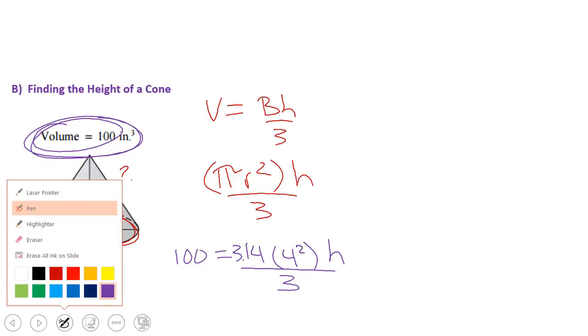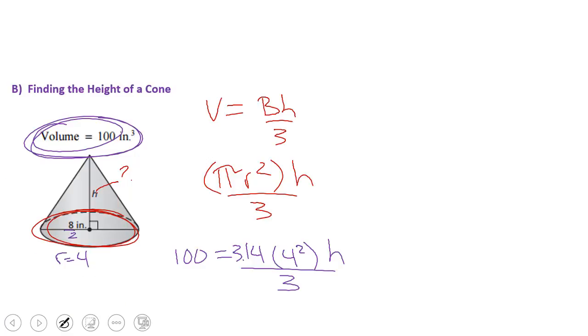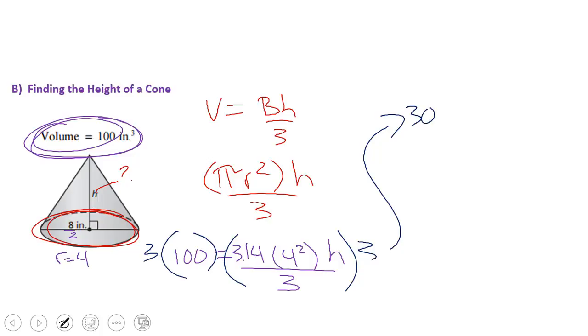The first thing we need to do is multiply both sides of this equation by 3, because we are going to solve for h. We're doing the inverse operations in reverse order, going all the way back to unit 3. Well, 3 times 100 is 300. That equals 3.14 times 4 squared. 4 squared is 16 times the height. And these two 3's simplify out, so that's what we're left with.